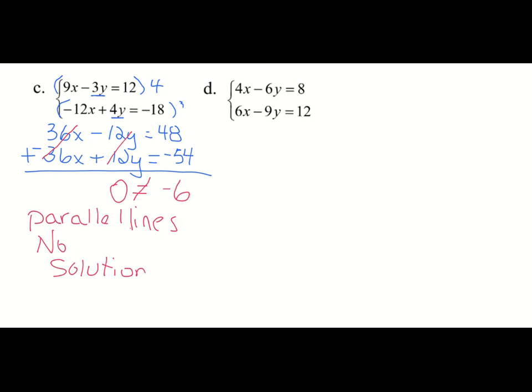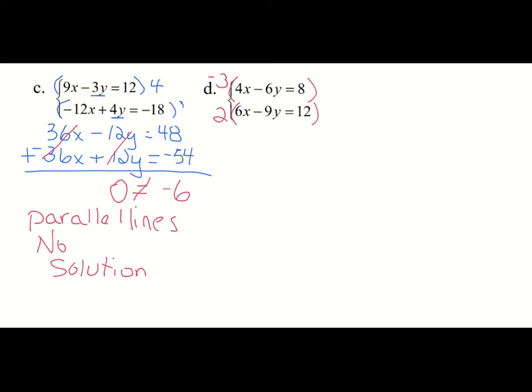All right, let's look at D. So I think here, again, we have 4 and we have 6. So I'm going to make it into 12. We either have both positive or both negative, so let's worry about the x's. I'm going to make the top one a negative 12, so I'm going to multiply everything by a negative 3. And the bottom I'm going to make a positive 12, so I'm going to multiply everything by 2.